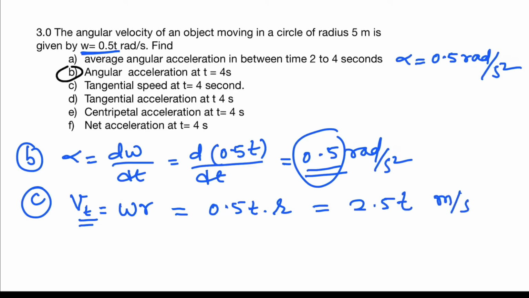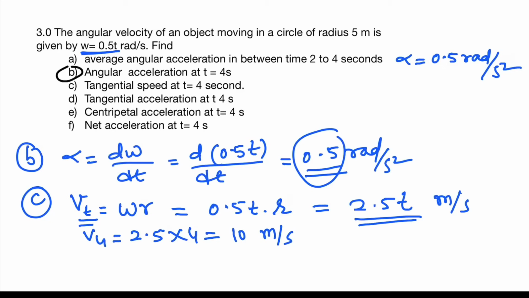The magnitude of tangential velocity is also changing with time. That means there is a tangential acceleration. So for time t equal to 4 seconds, the Vt or V4 is equal to 2.5 into 4, which is equal to 10 meter per second.